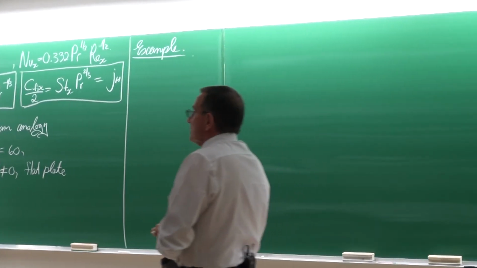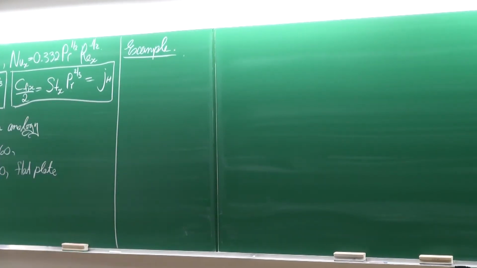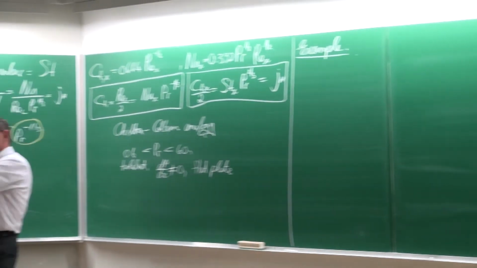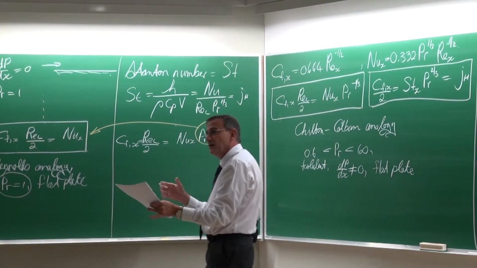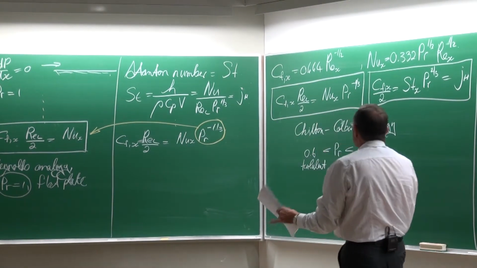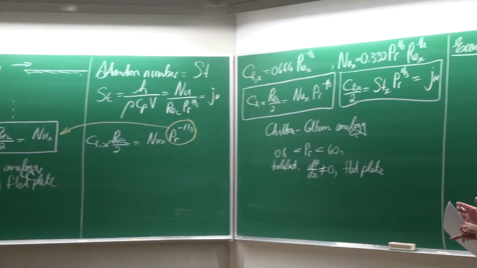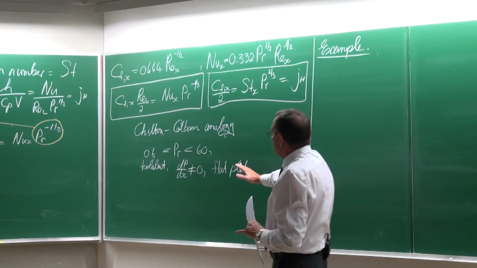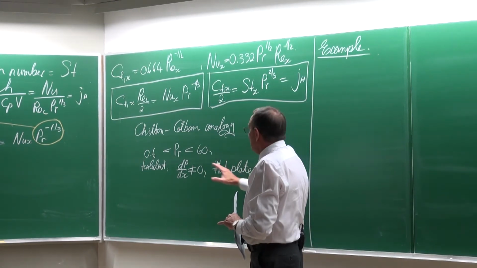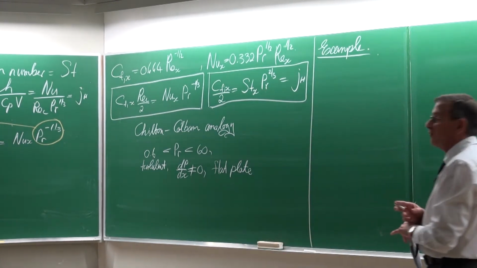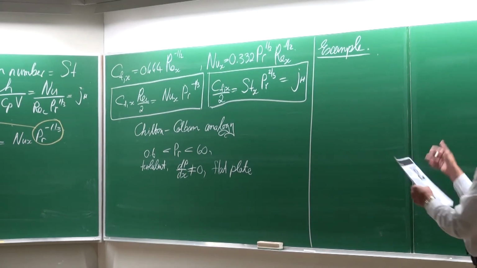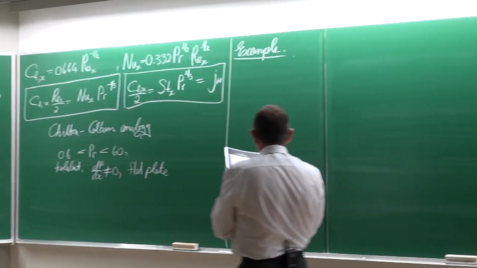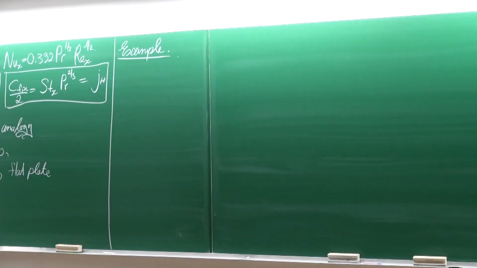Okay? So two equations, the Reynolds analogy, valid for Prandtl number equal to 1, a theoretical equation that tells us the relationship between momentum transfer and heat transfer. It has been refined to the so-called Chilton-Colburn analogy. It's valid for flat plate only, but for a larger range of Prandtl numbers. Let's look at an example.